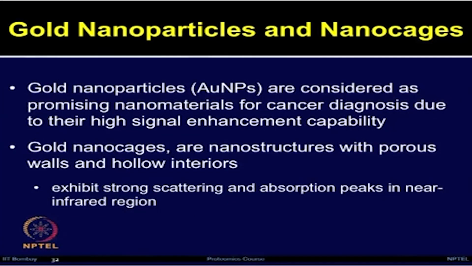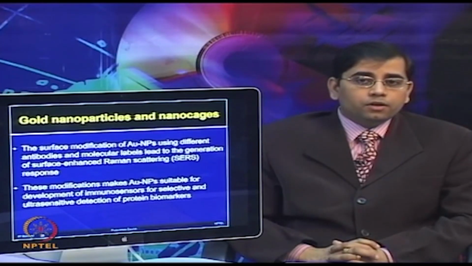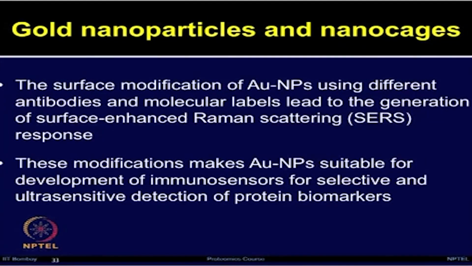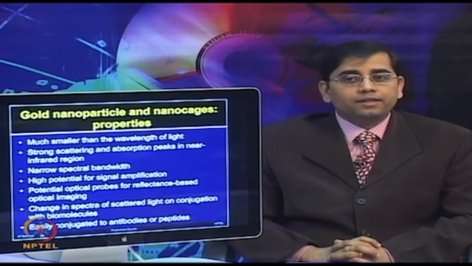Gold nano cages, which have been developed more recently, are nanostructures with porous walls and hollow interiors. They exhibit strong scattering and absorption peaks in the near infrared region. Various types of surface modifications have been tried for gold nanoparticles by using different types of antibodies as well as molecular labels, which can lead to the generation of SERS or surface enhanced Raman scattering response. These modifications have made AuNPs or gold nanoparticles suitable for developing immunosensors for selective as well as ultra sensitive detection of protein biomarkers.